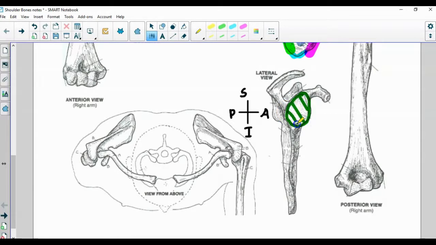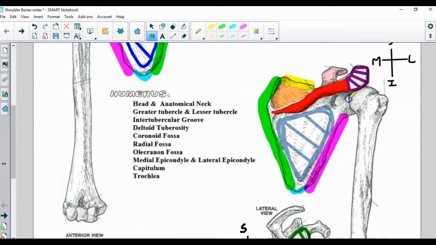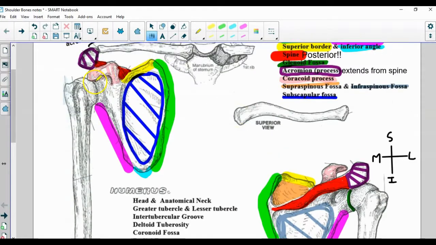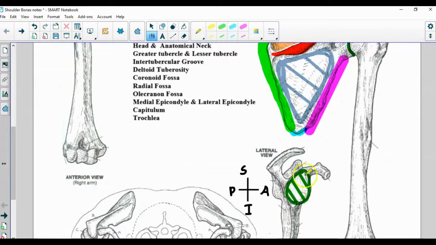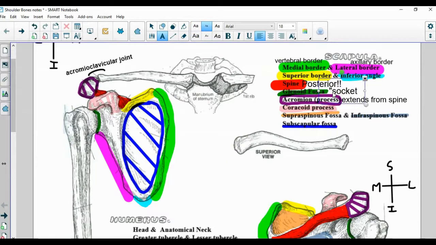Okay, so really we don't get a huge view of it anywhere else. I'm going to go back and add that green. Just here, not on the humerus. Okay, so if I move the humerus, then I get to see right into that shoulder socket. So I'm actually going to add that next to glenoid fossa as one of the notes. That is the socket for the shoulder joint, the glenoid fossa.